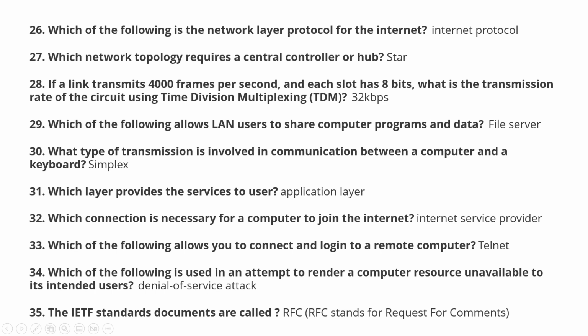28. If a link transmits 4,000 frames per second, and each slot has 8 bits, what is the transmission rate of the circuit using time division multiplexing, TDM? 32 kbps. 29. Which of the following allows LAN users to share computer programs and data? File server. 30. What type of transmission is involved in communication between a computer and a keyboard?